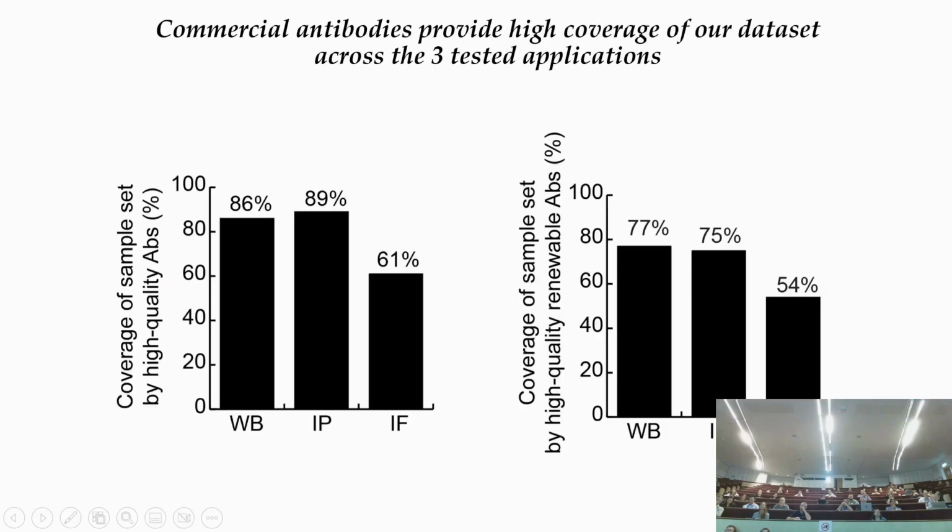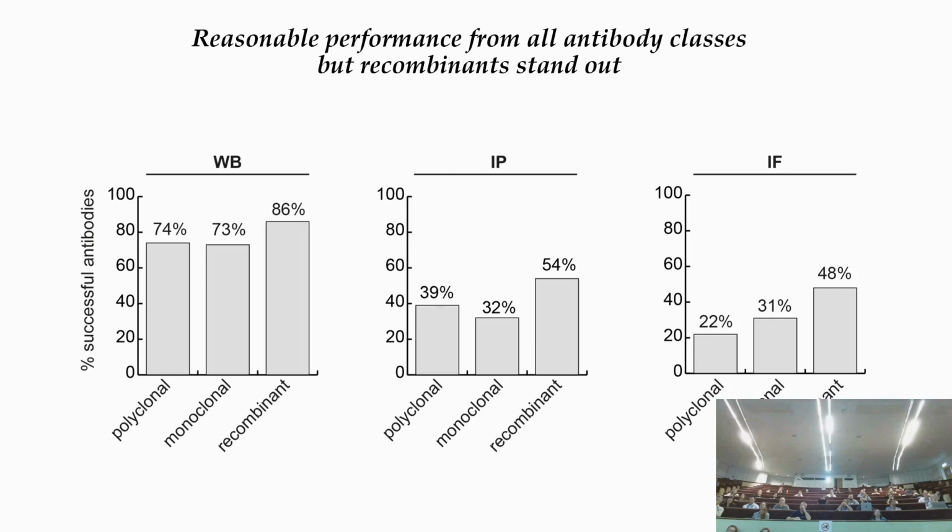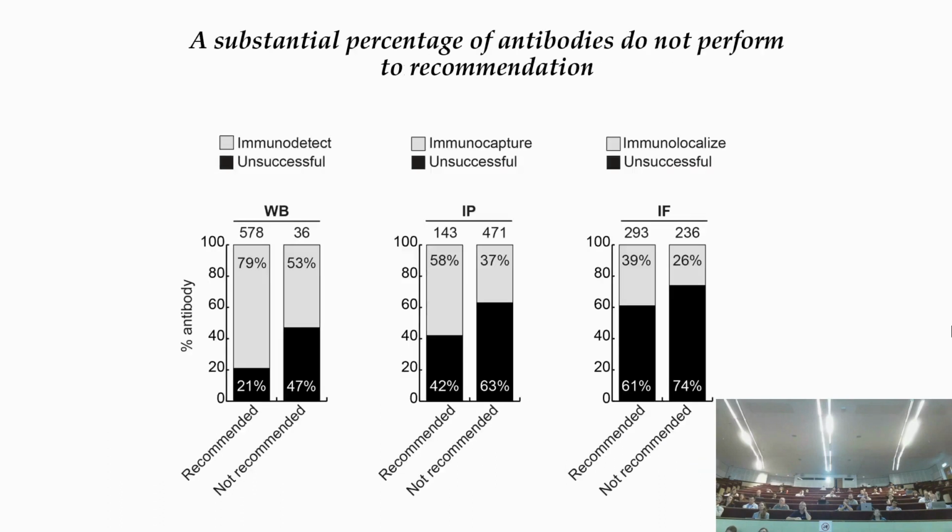We could look at the performance of all antibodies. By the way, this is a paper that's currently under review. Reasonable performance of all antibody classes. So this is the success of antibodies for Western blot, for immunoprecipitation, IF. Again, the recombinants appear to outperform the polyclonals and the monoclonals a little bit. Same thing for IP and IF. Okay, so that's the good news: it looks like just with the existing antibodies, assuming our 75 targets are reflective of the 20,000 genes in the human genome, it looks pretty good. You guys have generated antibodies that are pretty good.